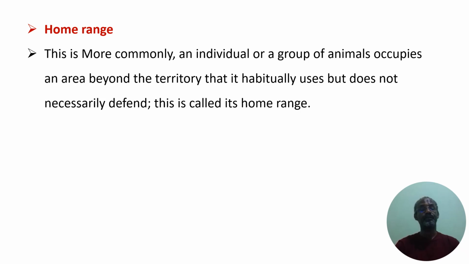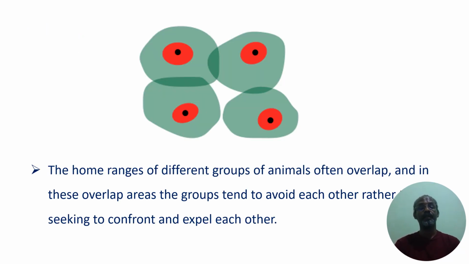You see, you can have this diagram here. The red spot, that is the territory of the animal. The wider green area is a home range. The home ranges of two species may have intersection points, or they may overlap. Animals may come out of their territories and meet in the home range. Of course, no problem, they may meet. The home ranges of different groups of animals often overlap, and in these overlap areas, the groups tend to avoid each other rather than seeking to confront and expel each other. They don't fight, of course, over their home range.